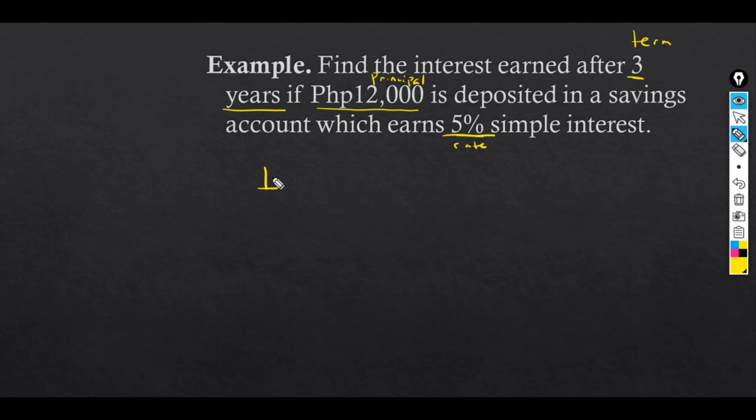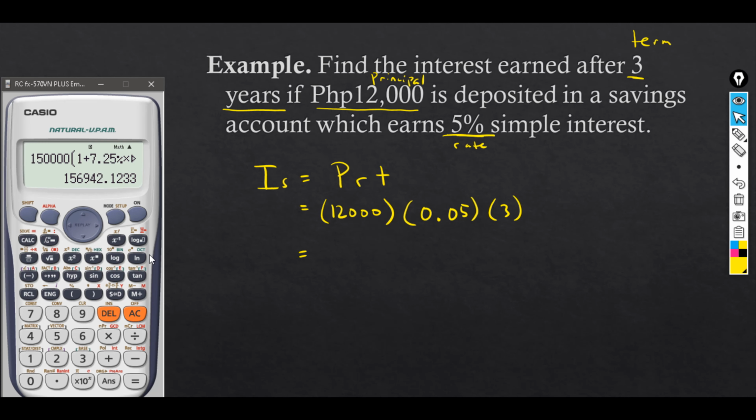The formula for simple interest, I_S, is P times R times T. Then substitute. P is 12,000. R is the rate, 5%. You can write it in decimal or in percentage. In decimal, 0.05. Then the term is 3. Then of course you need a calculator.